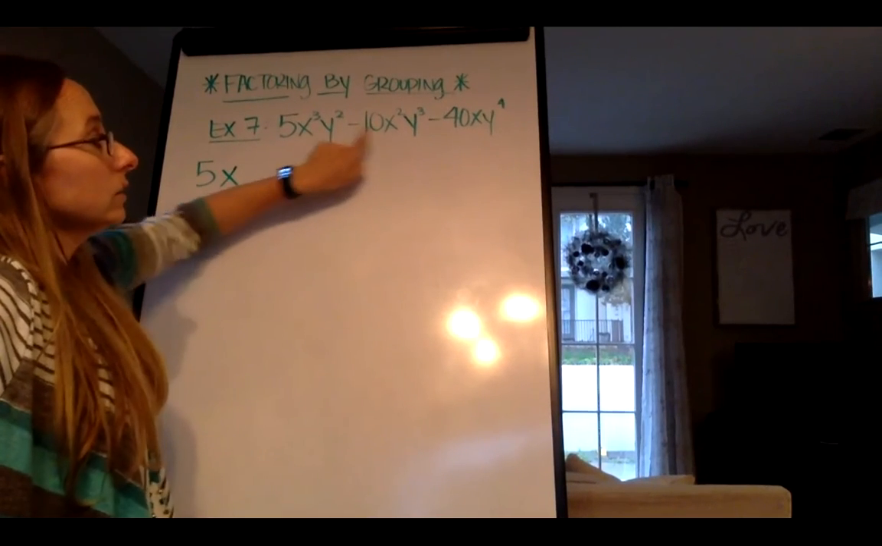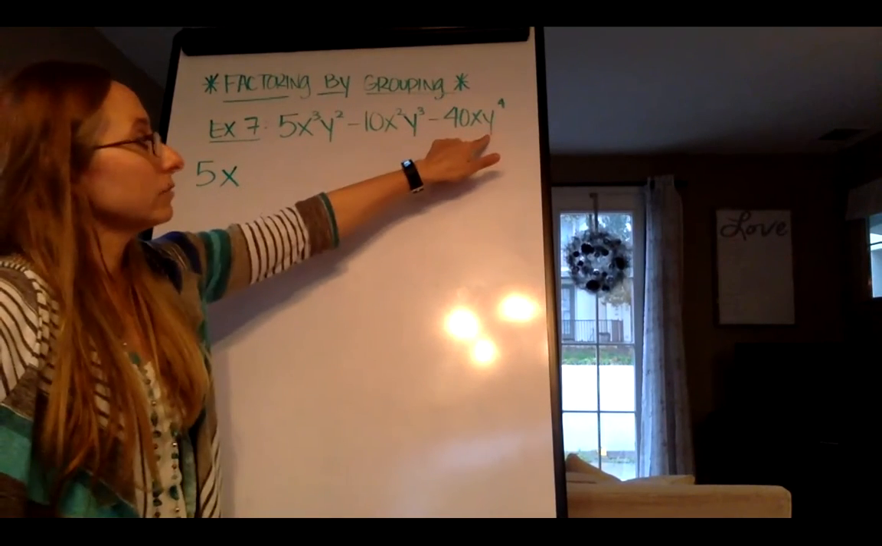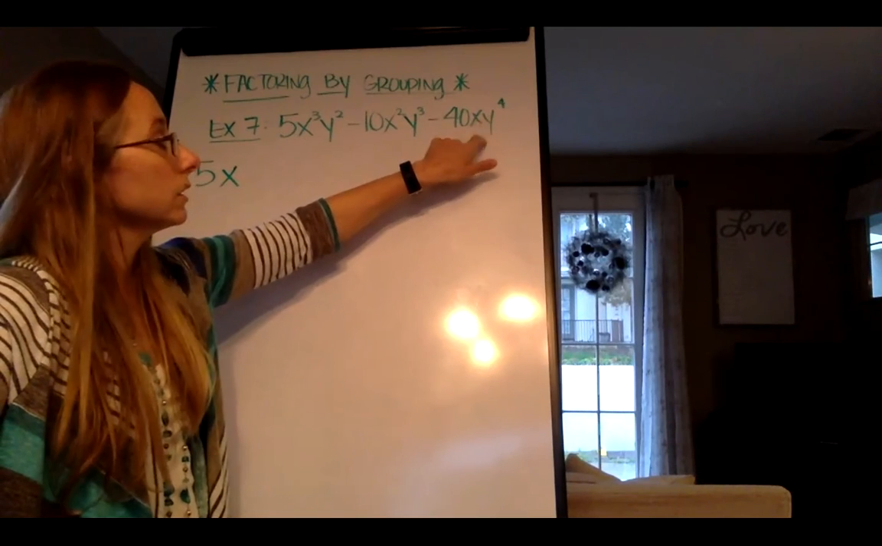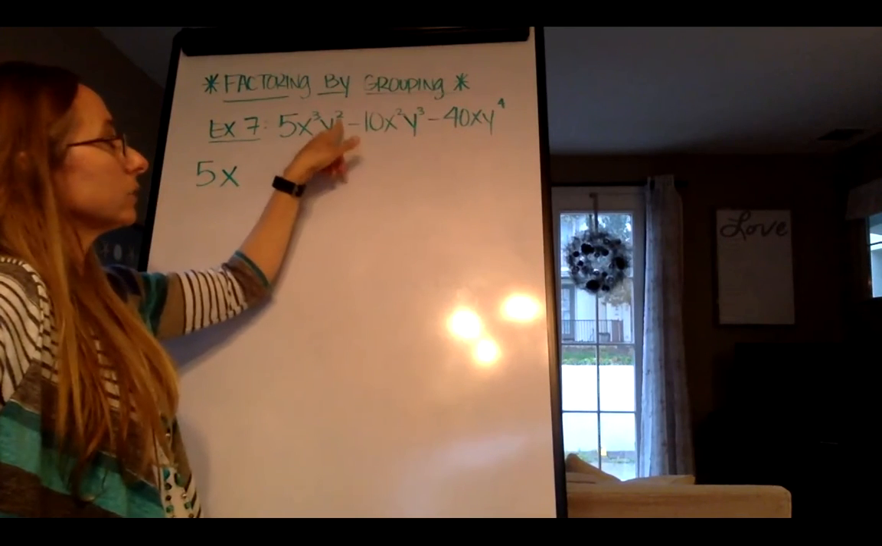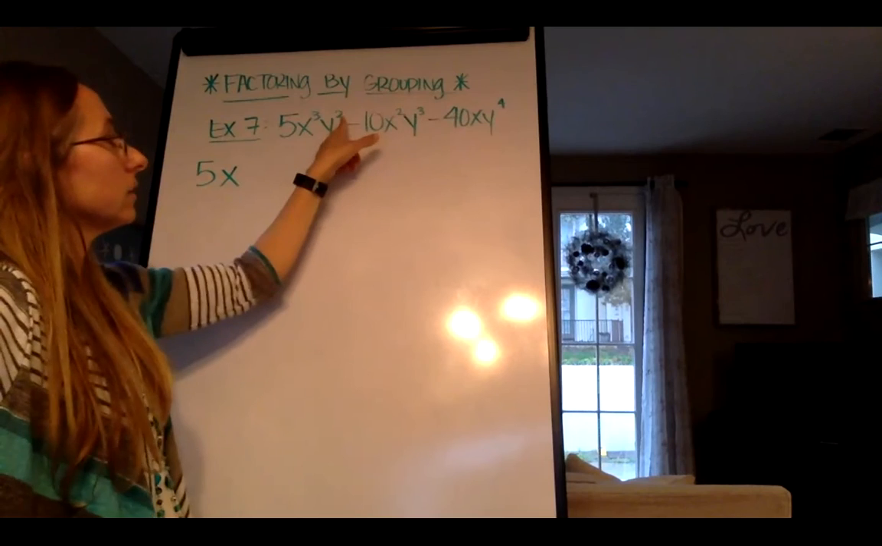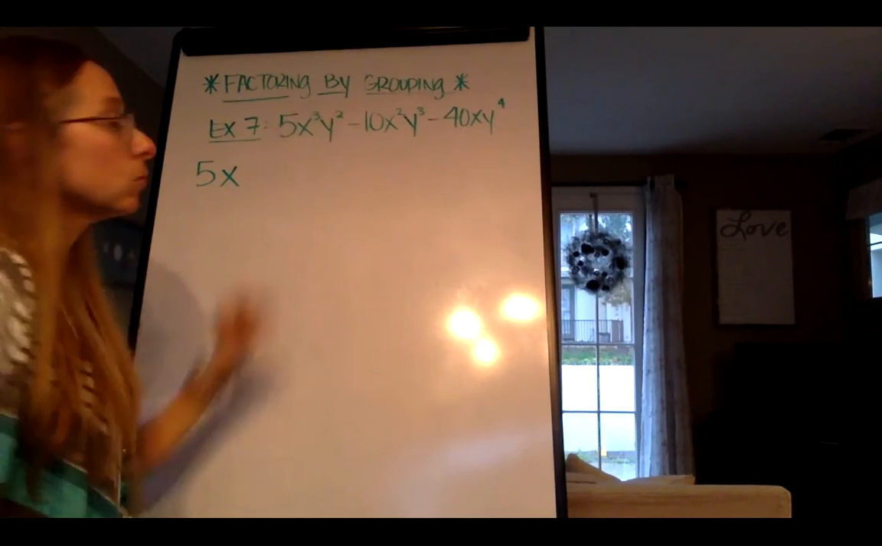Y squared, y to the third, y to the fourth. We are going to factor out y squared. So again, we go with the smallest exponent, which in this case is a 2. So y squared.